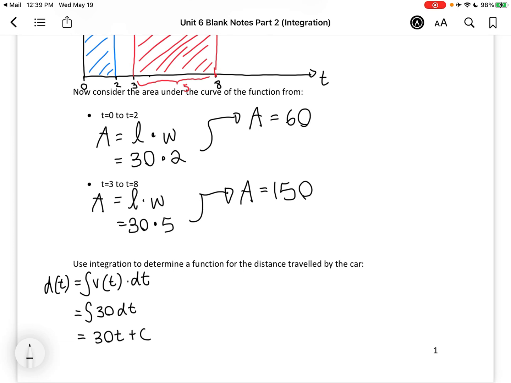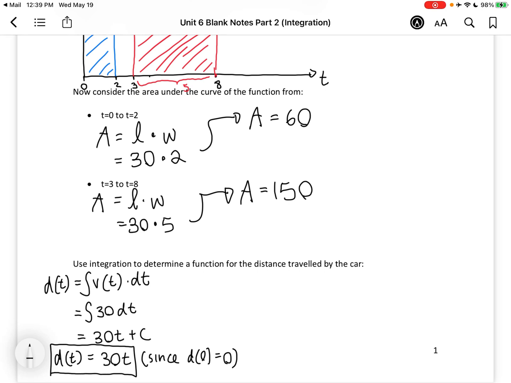Now at the beginning, we haven't gone anywhere, right? At the beginning, the distance traveled is 0. So d of t is just 30t, since d of 0 equals 0. Okay, so there is our distance function.